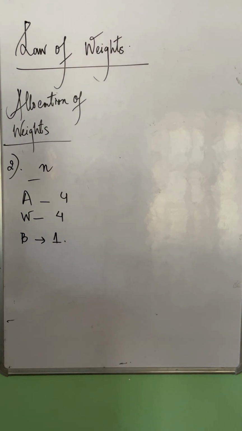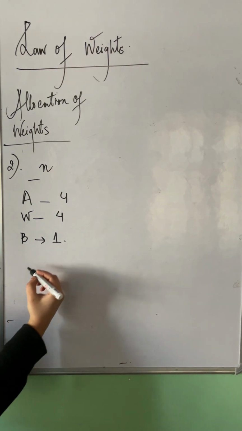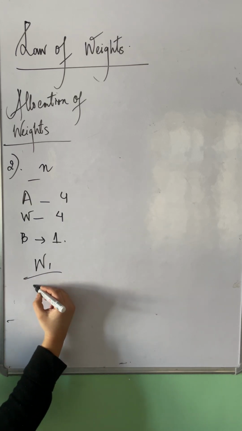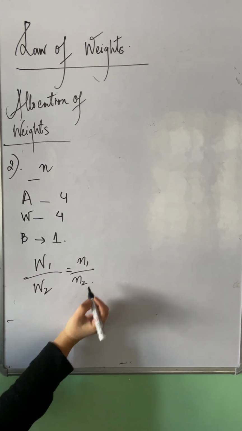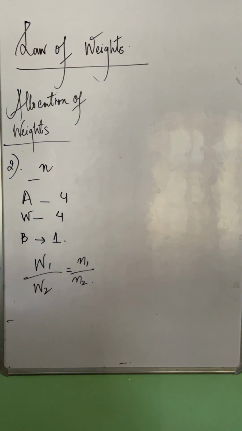All right, let's generalize this thing. W1 by W2 is equal to N1 by N2. So the weight of a quantity measured in similar conditions are assigned weights in direct proportion to the number of times those quantities are measured.